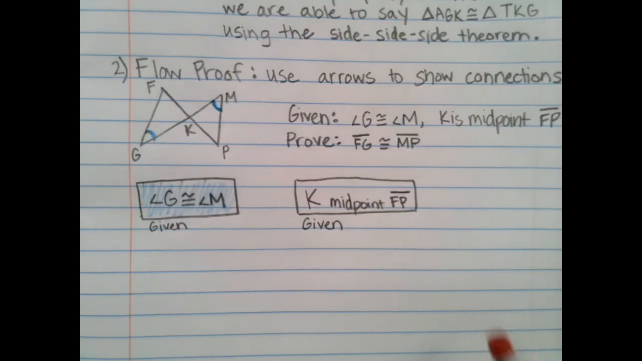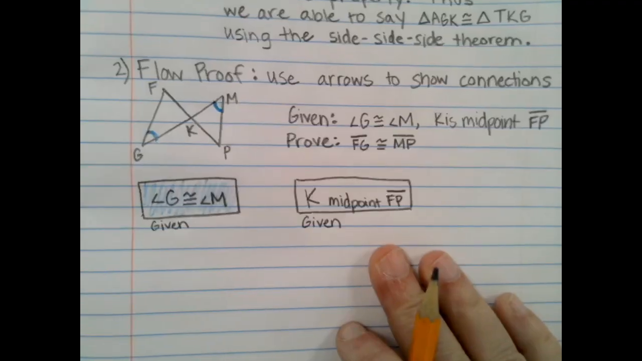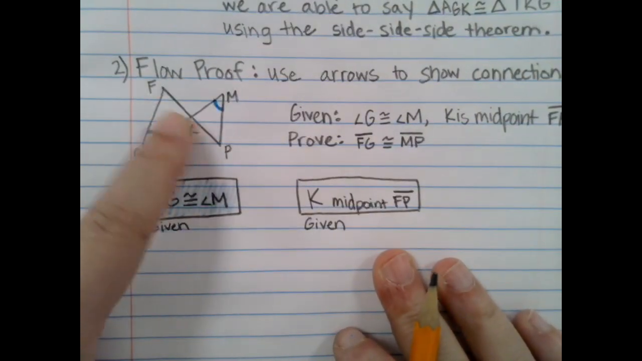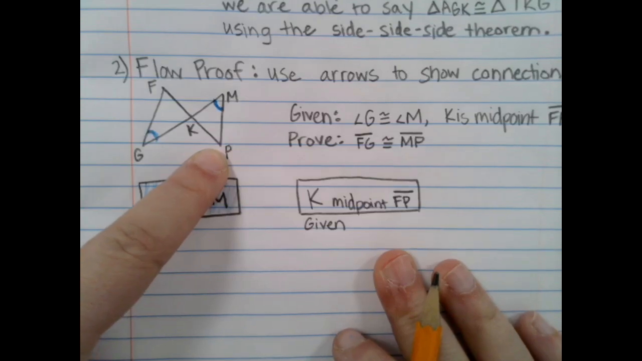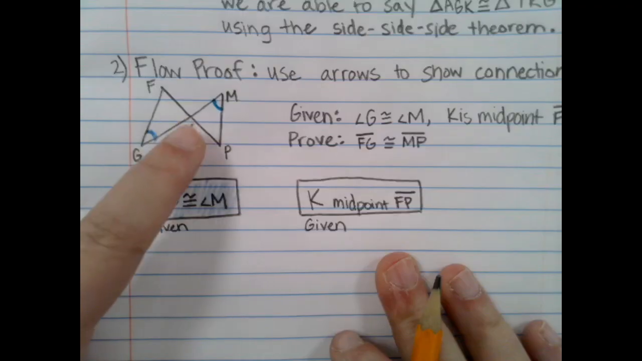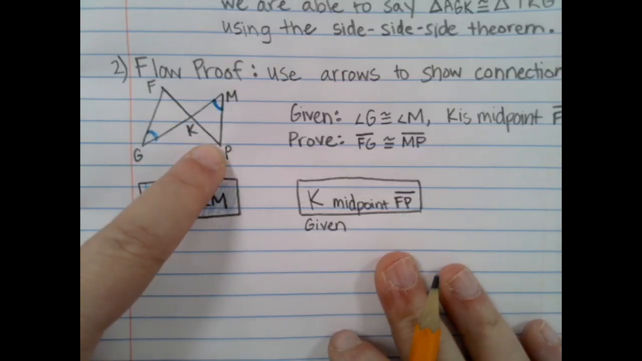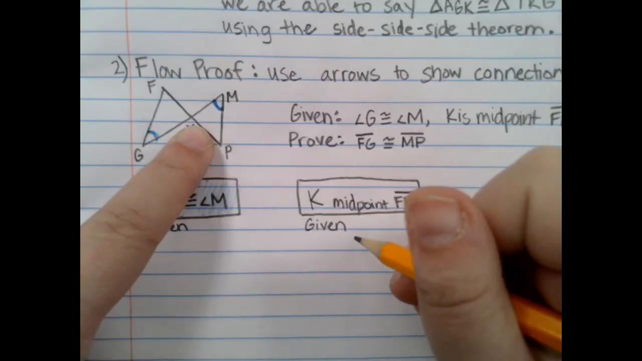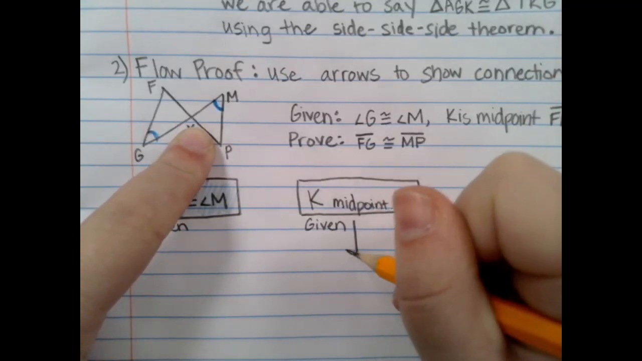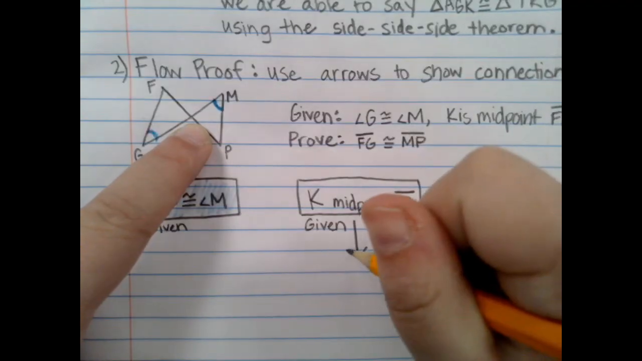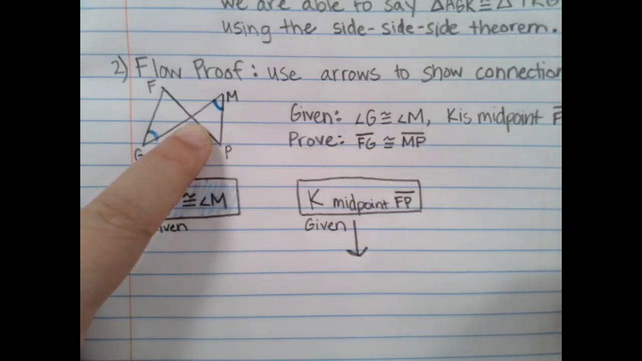Now, we were able to do something with that midpoint. What did we come up with after the midpoint? If K is the middle of FP, what do we know about the two parts? Yeah, we knew that the two parts are congruent. So this leads to the next thing. So I'm going to draw an arrow just from this. It had nothing to do with the angles. It only had to do with the midpoint. So I'm drawing an arrow to my next box.